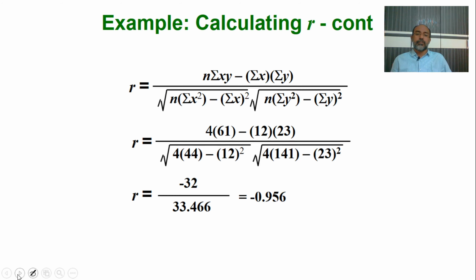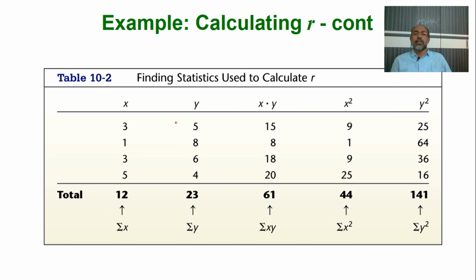Yes, so the data is given in this way, x data and y data. We have to calculate sigma x and sigma y. So x into y: 3 5s are 15, 1 8s are 8, 3 6s are 18, 5 4s are 20, like that. So x into y we also work out. This is called sigma xy.